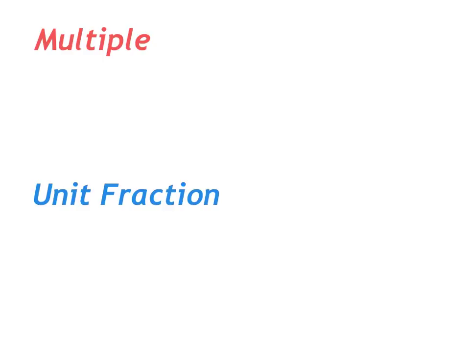There are two important vocabulary terms that we need to review. The first one is multiple. We have learned that a multiple is the product of two numbers that are multiplied together. So for example, if I multiply 5 times 4, the product is 20. 20 is a multiple of both 5 and 4.